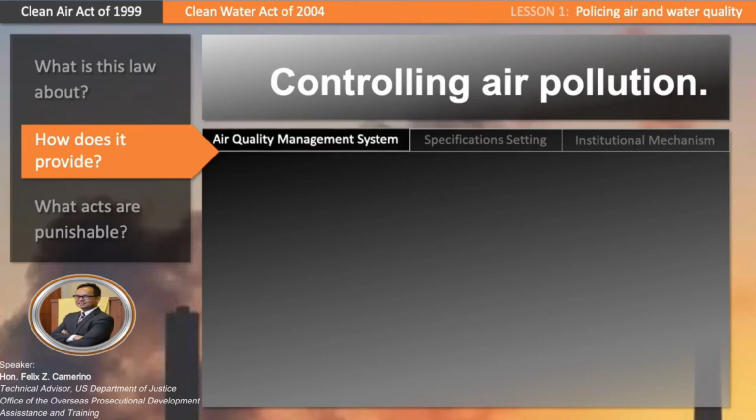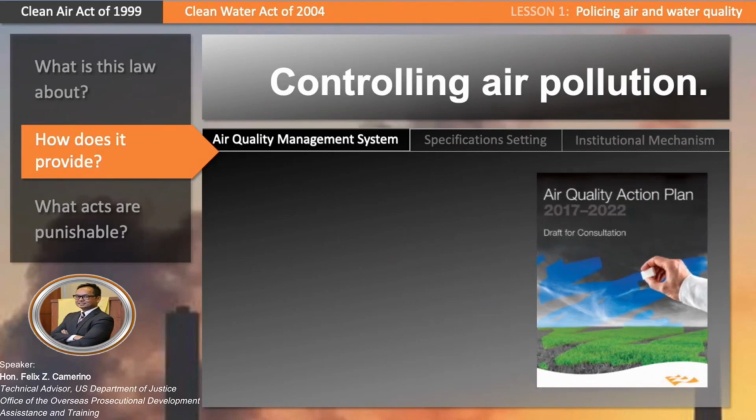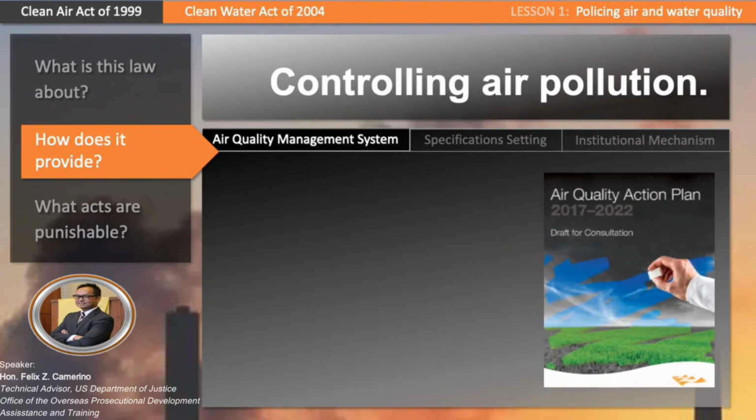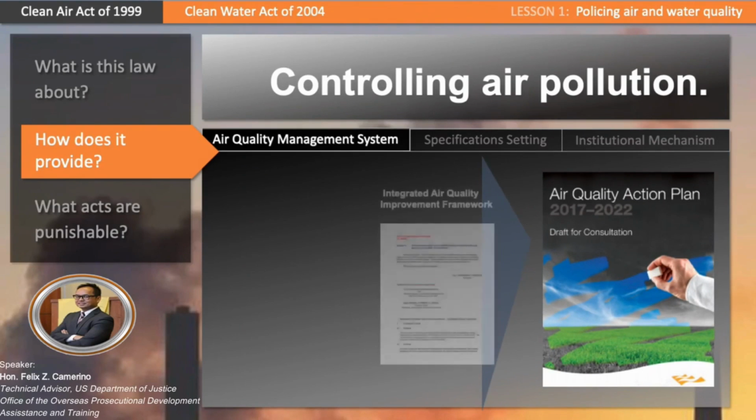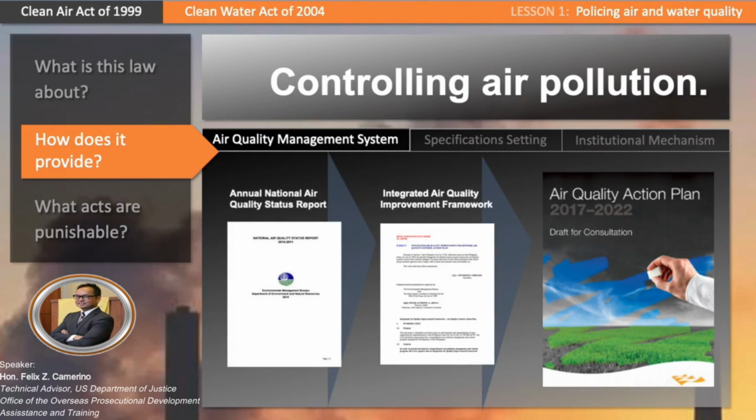Let's start with the first one, air quality management system. At the core of this system is this air quality action plan that we're going to talk about in a minute. This air quality action plan actually is a byproduct, an output, if you will, of the efforts in a framework that's created specifically for this purpose. That framework is what they refer to as the Integrated Air Quality Improvement Framework.